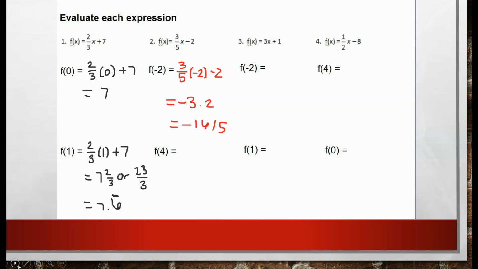In number 2, you have 3/5 times 4 minus 2. So that's 12/5 minus 2. So you either have 0.4 or 2/5.